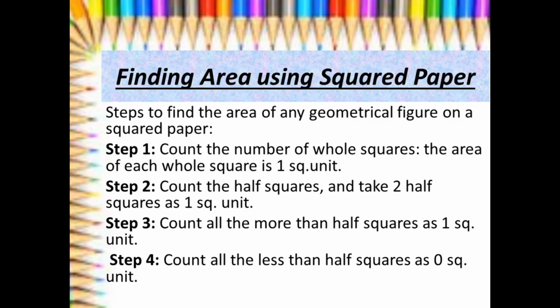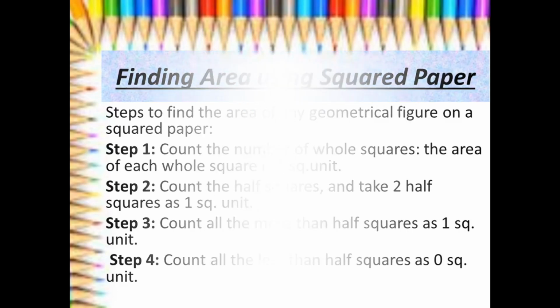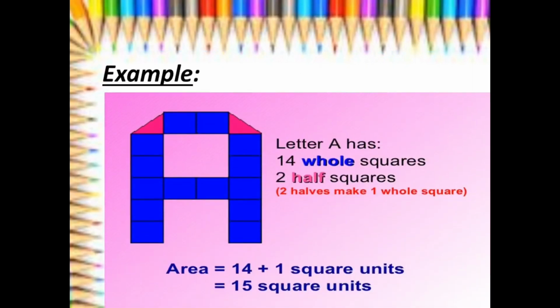Now let us do one example based on it. In this example, the letter A has been shown to us. In this letter A, if you count, we will be having 14 whole squares, and on counting, we will be having 2 half squares, and 2 halves make 1 whole square. So the area of this figure will be equal to 14 plus 1 square units, that is equal to 15 square units. Hopefully it is clear to you.